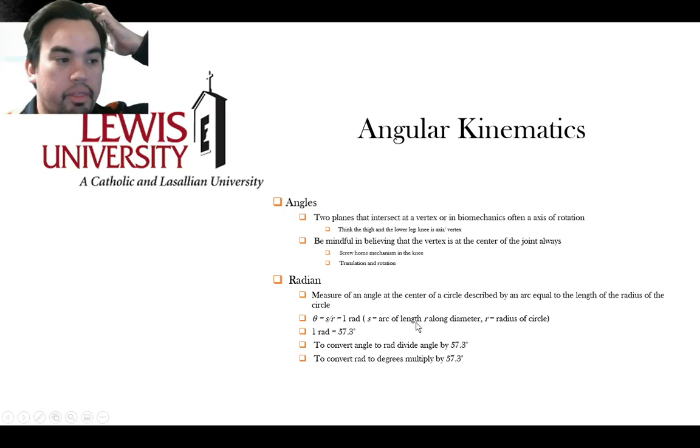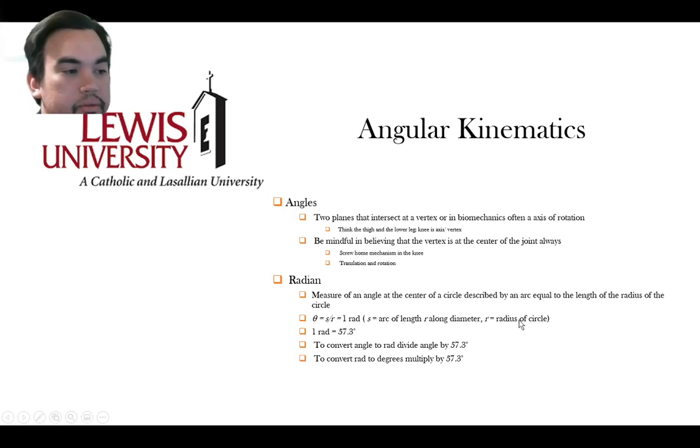So the arc length S along the circumference and the radius R, exactly what I just said. So what that means is that 1 radian is 57.3 degrees. To convert an angle to a radian, you're going to divide it by 57.3.